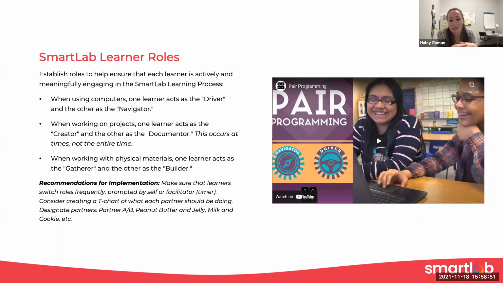And have some kind of way to designate partners. Is it just A and B? Is it peanut butter and jelly? Is it milk and cookie? Whatever tool you really want to use for designating that. But that way they know, and it's really easy to say, okay, it is now partner B's turn on the computer. Go ahead and switch, and they know who they are and what that means.